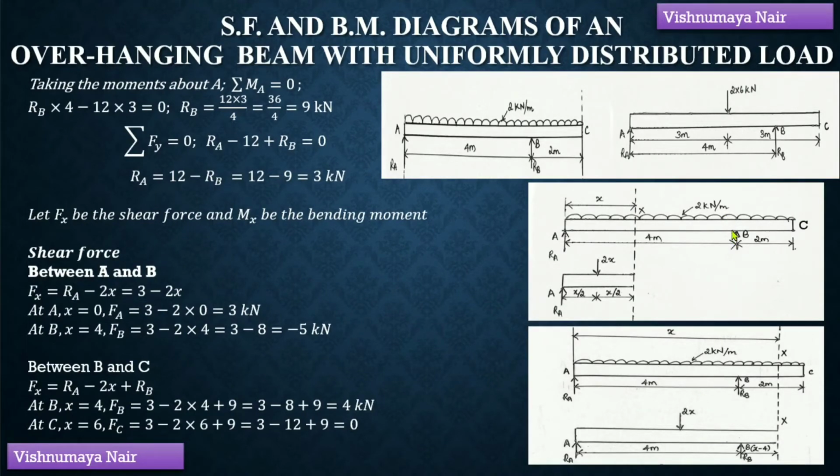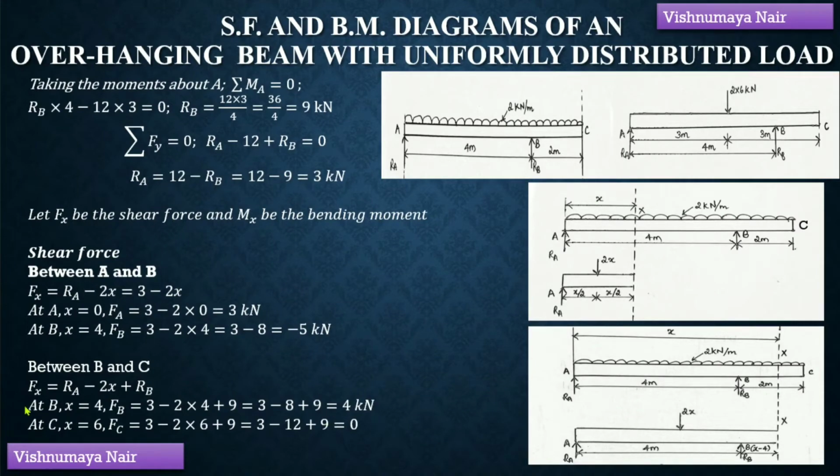Now at this point B, x will be equal to 4 meters, right? So FB will be equal to 3 minus 2 into 4 plus 9. Just substitute 4 in the place of x. So 3 minus 8 plus 9 will be equal to 4 kilonewton. And at the point C, this x will be equal to 4 plus 2, that is 6 meters. So FC will be equal to 3 minus 2 into 6 plus 9, which is equal to 3 minus 12 plus 9, which is equal to 0.